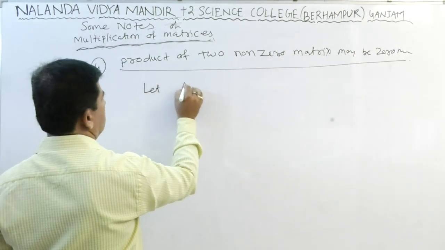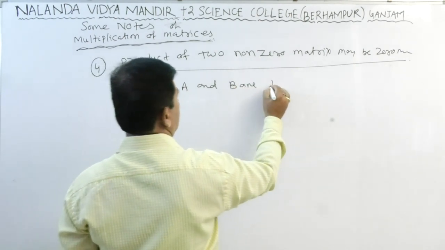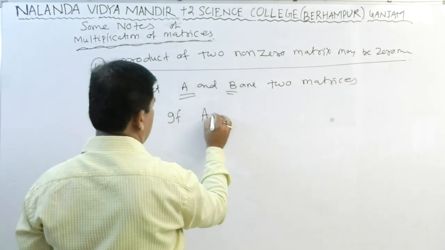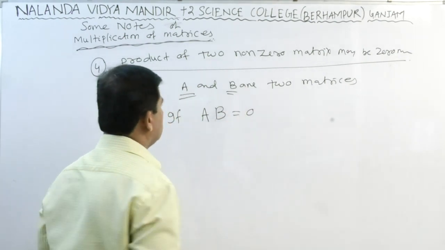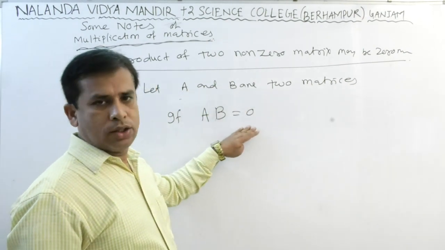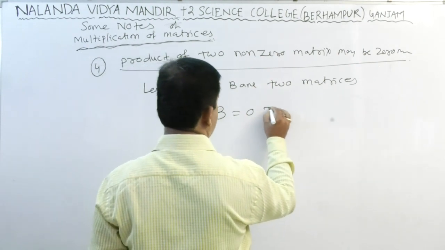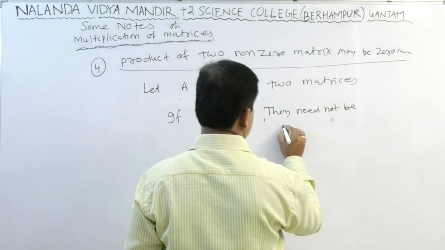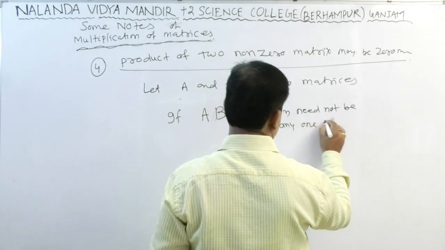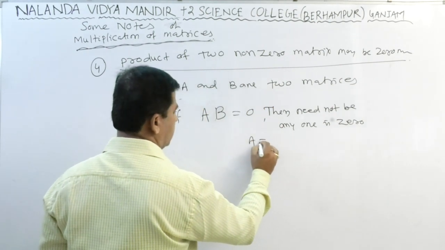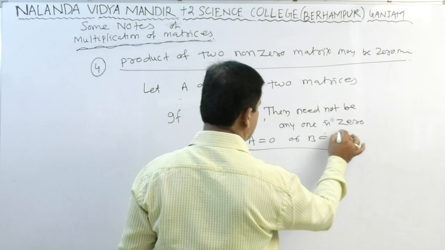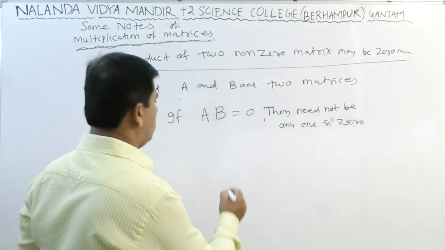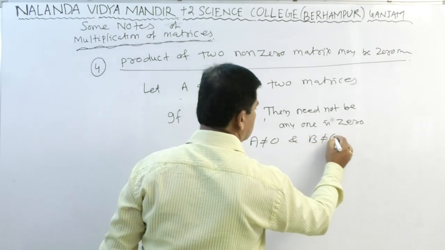Let A and B be two matrices. If A into B is equal to 0, then we need not say that any one is 0. That means either A is 0 or B is 0 need not be true. A may be not equal to zero and B also not equal to zero.